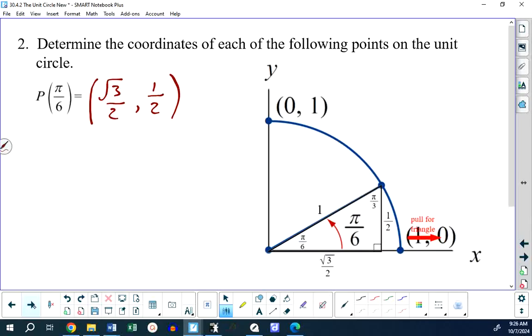Capiche? Sensing some hesitation here with you this morning. Are you on the same page as me? This is making sense? Okay.